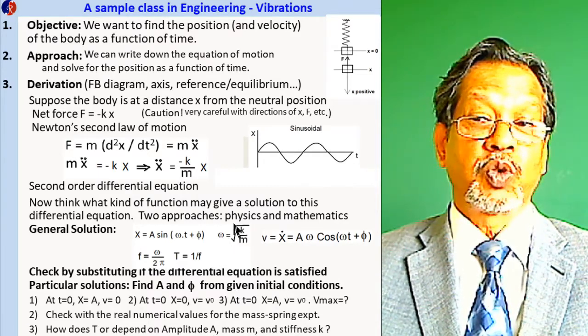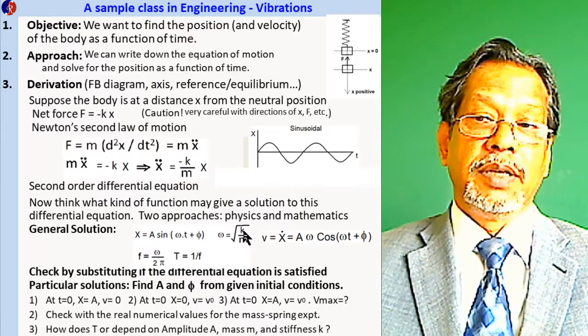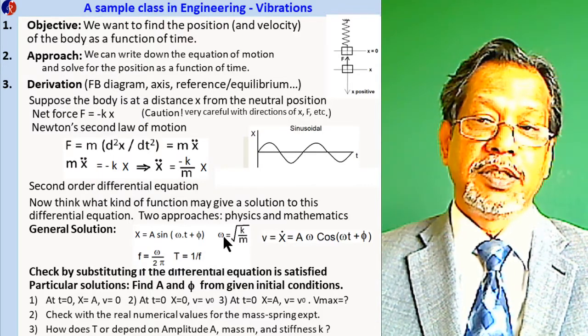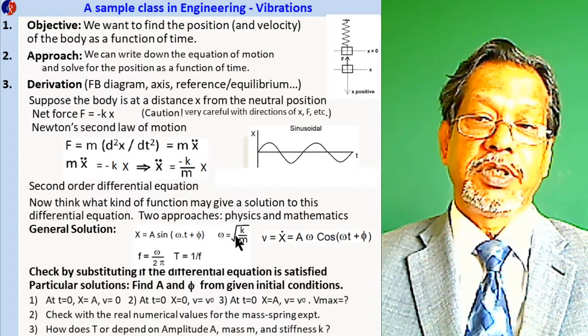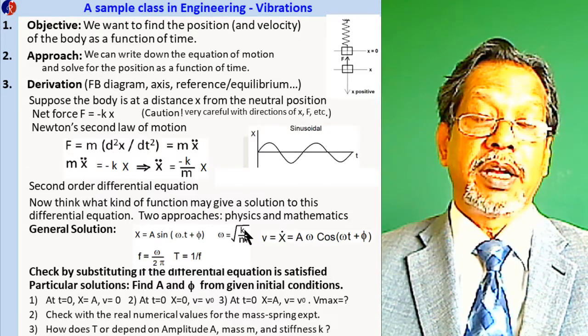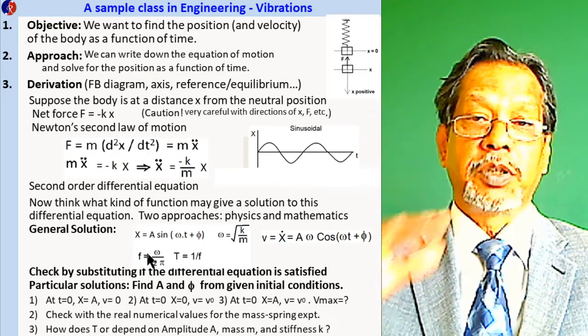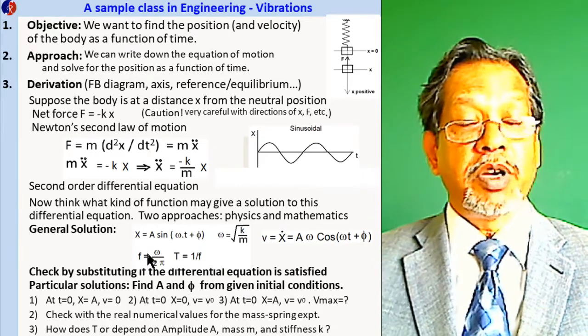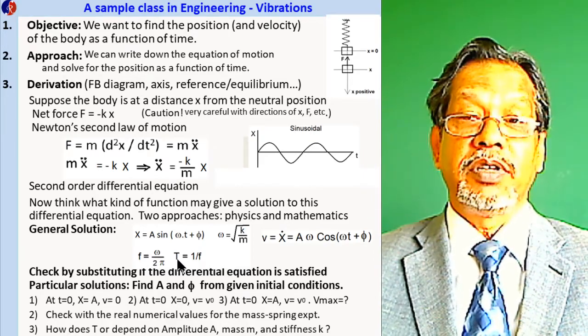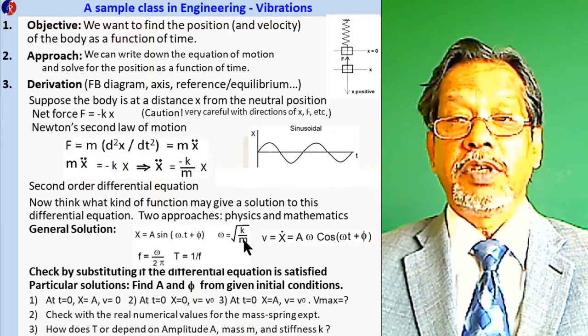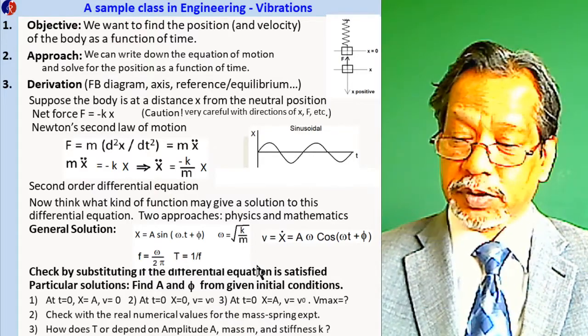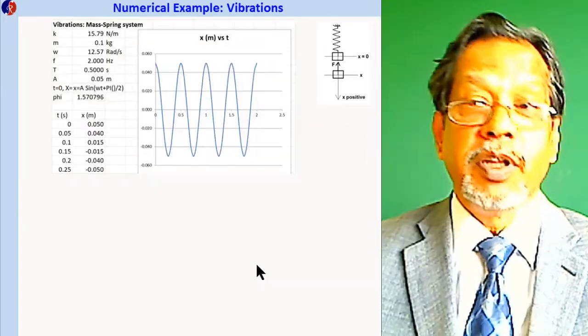Square root of k over m. If it is stiffer, this frequency and also that frequency gets higher if the k goes up. If the mass is heavier, the frequency lowers. It slows down. The time period is the opposite of that, so the time period goes up if you increase the mass. Good. All these concepts have to be built in.